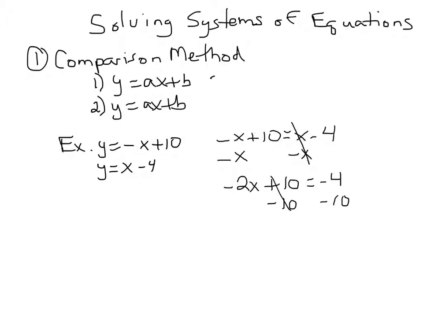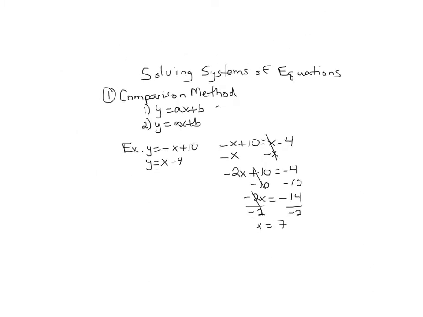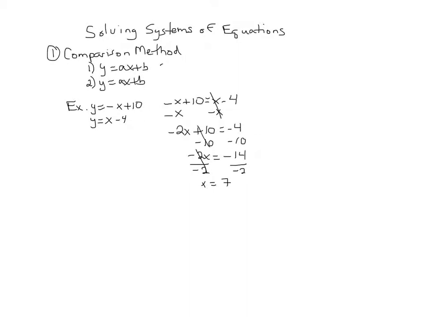Okay. So now I'm left with negative 2x equals negative 4 minus 10, which is negative 14. And then what am I going to do to get my x by itself? Divide by negative 2. Perfect. Divided by negative 2, divided by negative 2. The negative 2's cancel out. I've got x equals positive 7. Okay, because I'm not done yet.